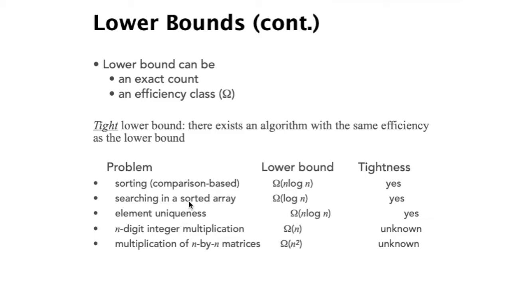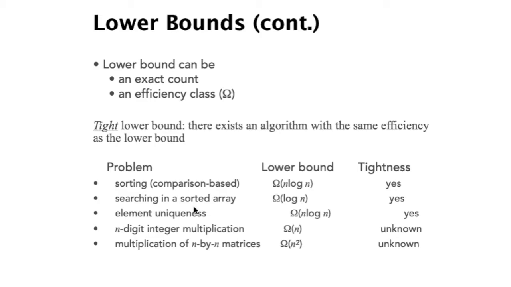So here are some well-known lower bound results. Note that the lower bound results are a property of a problem and not a property of a particular algorithm. For comparison-based sorting, the lower bound is n log n. To rephrase this, for comparison-based sorting, we need at least n log n comparisons to sort an input of size n.